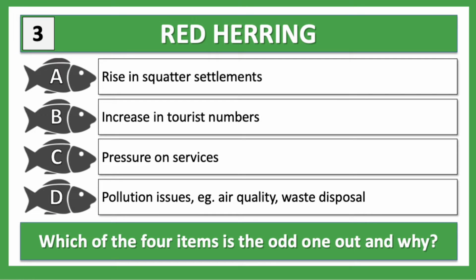We've got the rise in squatter settlements, increase in tourist numbers, pressure on services, and pollution issues, for example, air quality and waste disposal. Which one of those is the odd one out and why?